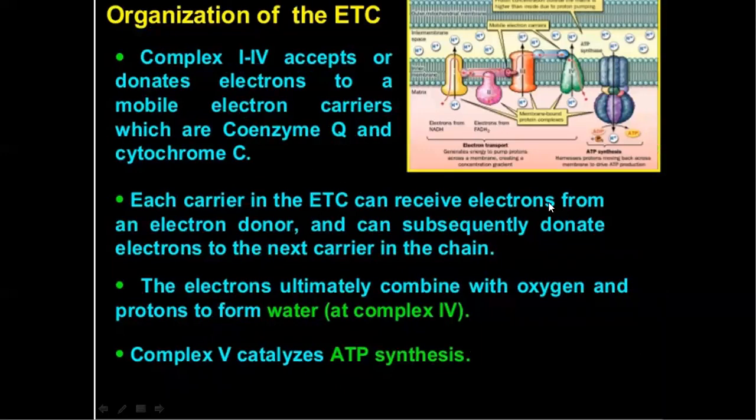So this is the organization of the ETC, the electron transport chain. Here two important processes occur. The first one is the formation of water. Water will be formed at this region, where hydrogens react with oxygen along with electrons, forming water. The second one is the formation of ATPs. Here ATPs will be synthesized at the complex 5 region. This is called the ATP synthase enzyme, which is involved in the formation of ATPs.